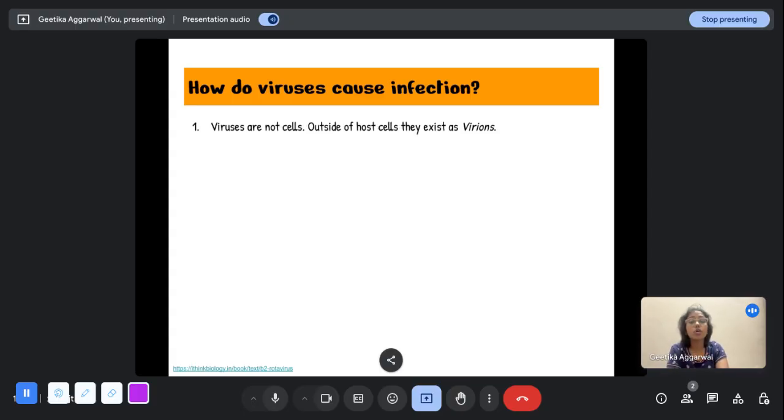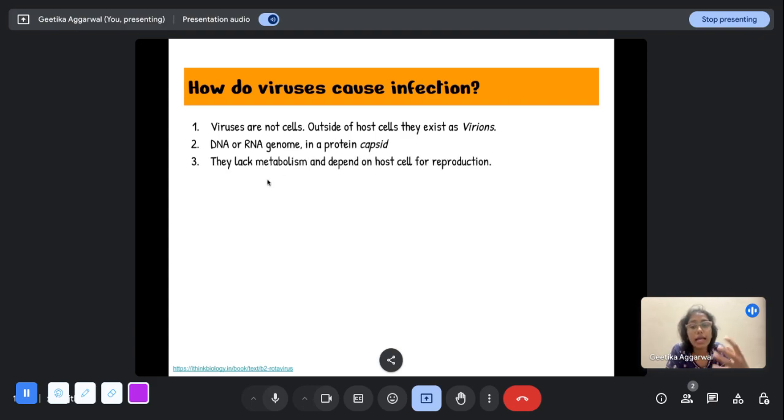Viruses, as you all might be aware, are not cells, they're just genetic material enclosed in a protein shell, right? Outside of host cells, viruses exist as free particles called virions. They mostly contain a DNA or an RNA genome inside a protein shell called the capsid. Mostly viruses lack their own metabolism and depend on the host cell's metabolism for reproduction. So viruses cannot reproduce outside of the host cell. They need to enter a host cell, hijack its machinery, and only then can they make more copies of themselves.